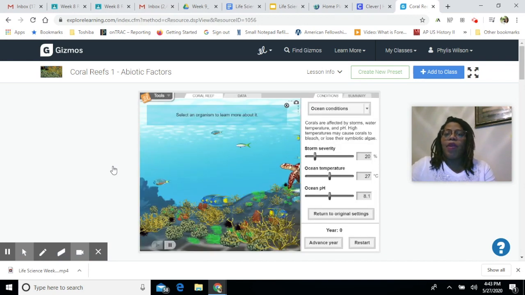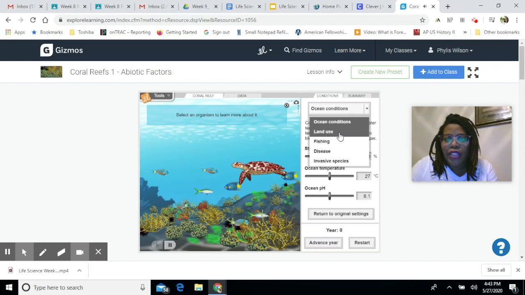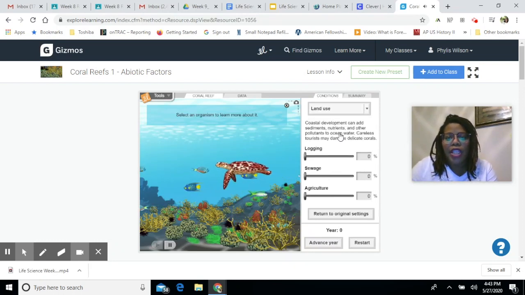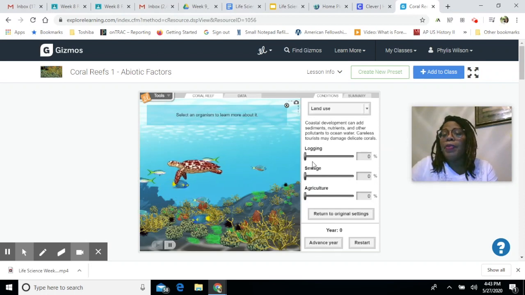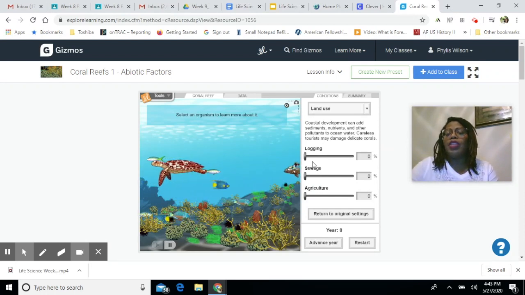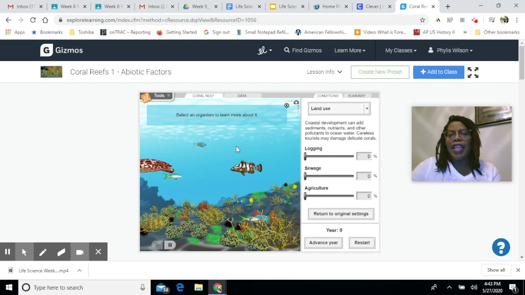Now we have used this gizmo before, but we did not use a certain portion of it. We see the ocean conditions one, but what we're going to look at today is actually the land use. So you need to click on land use. You can see 3 different types of human land use: logging, sewage, and agriculture. Any of these 3 could put excess nutrients into the waterway. So what you're going to do is design an experiment to see which of these 3 types of land use would have the greatest effect on the size of the algae population and of the coral population.